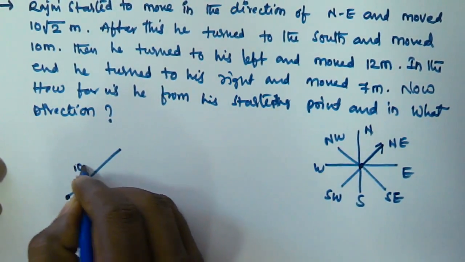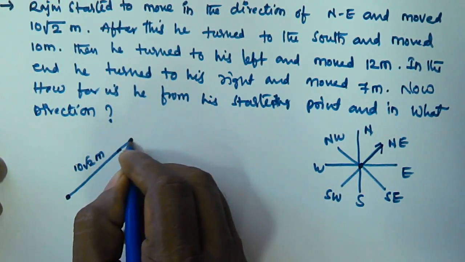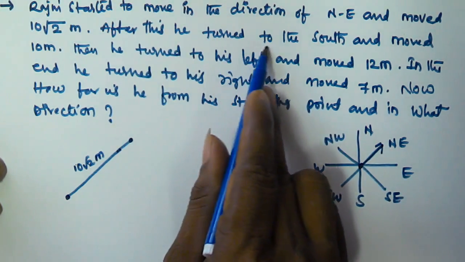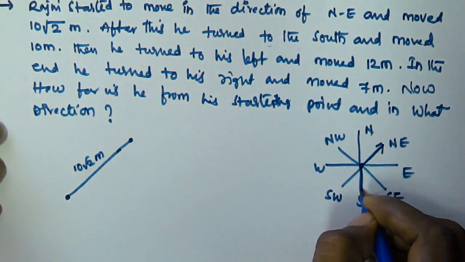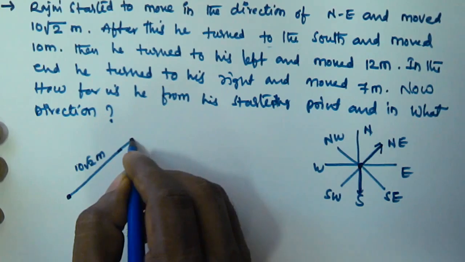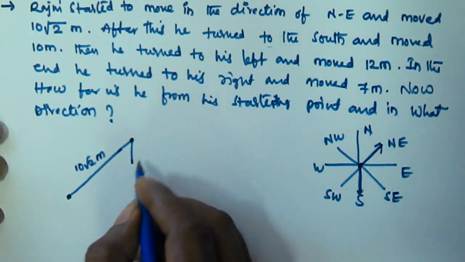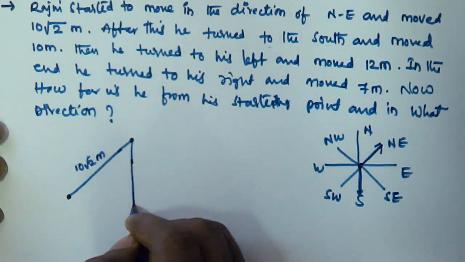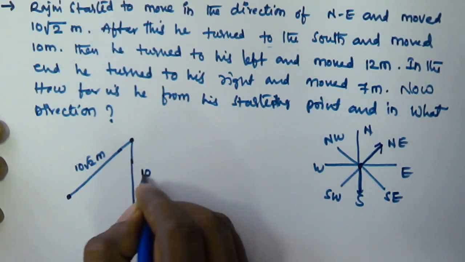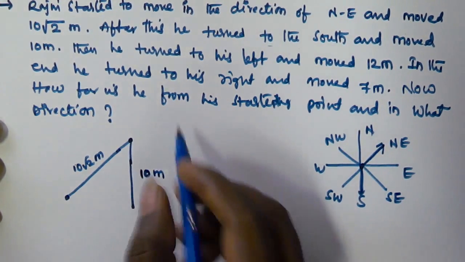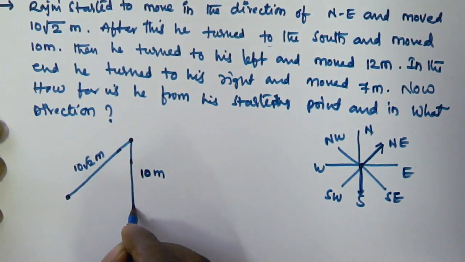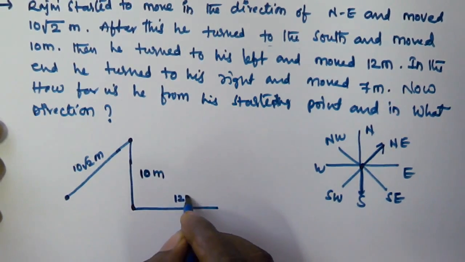He traveled 10 root 2 meters, and after that he turned to the south. South is in this direction. So from here he started to move south and moved 10 meters. Then he turned to his left. If he is moving in this direction, left is this side, and he moved 12 meters.